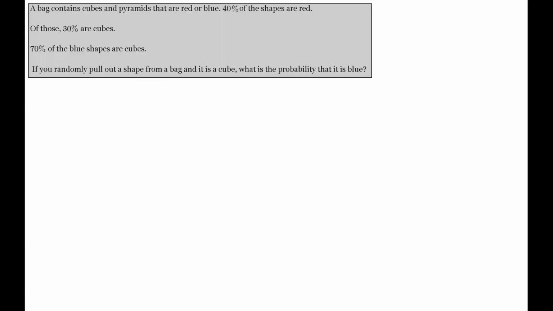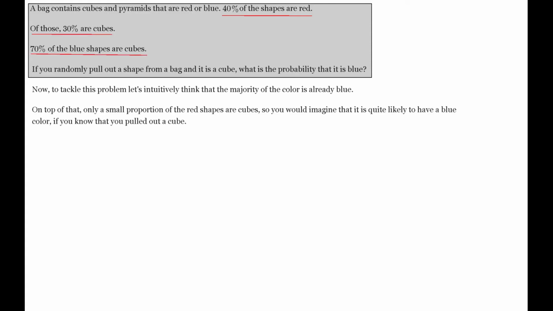A bag contains cubes and pyramids that are red or blue. 40% of the shapes are red. Of those, 30% are cubes, and 70% of the blue shapes are cubes. If you randomly pull out a shape from the bag and it is a cube, what is the probability that it is blue? Now, to tackle this problem, let's intuitively think that the majority of the color is already blue. On top of that, only a small portion of the red shapes are cubes, so you would imagine that it is quite likely to have a blue color if you know that you pulled out a cube.